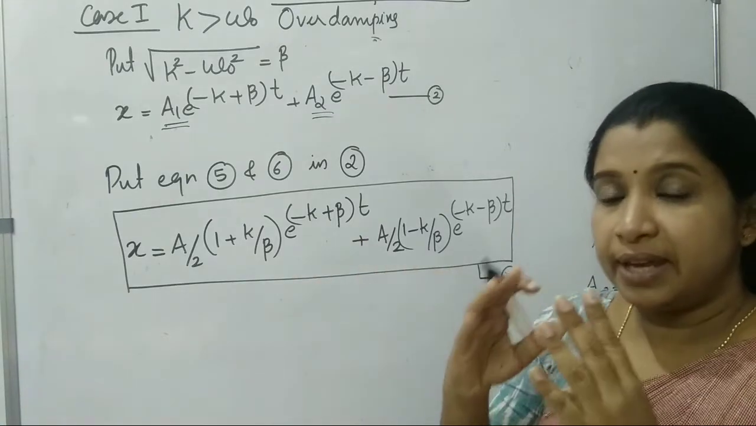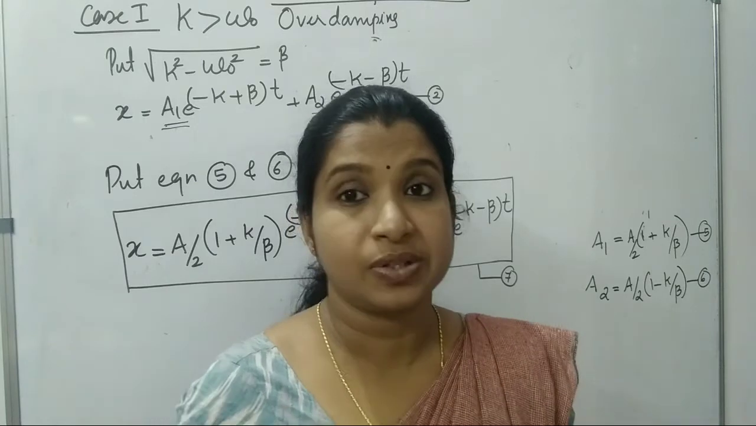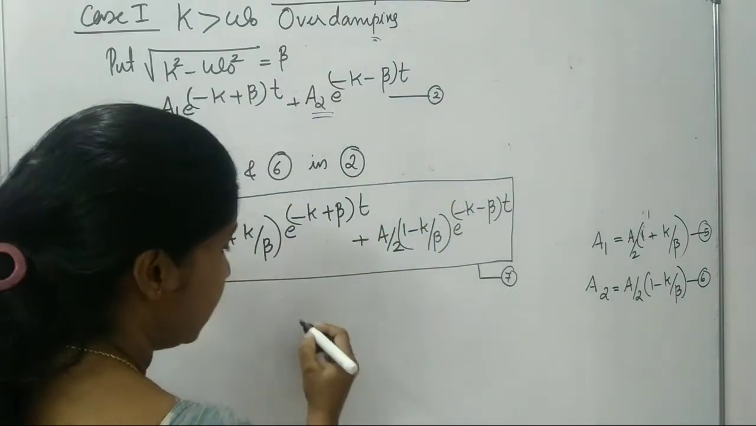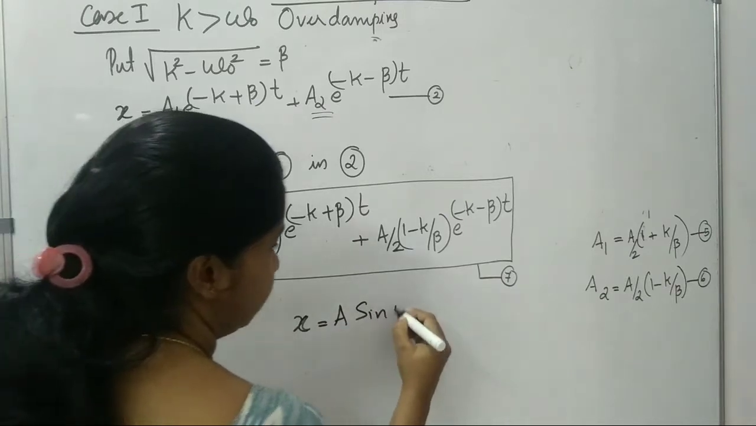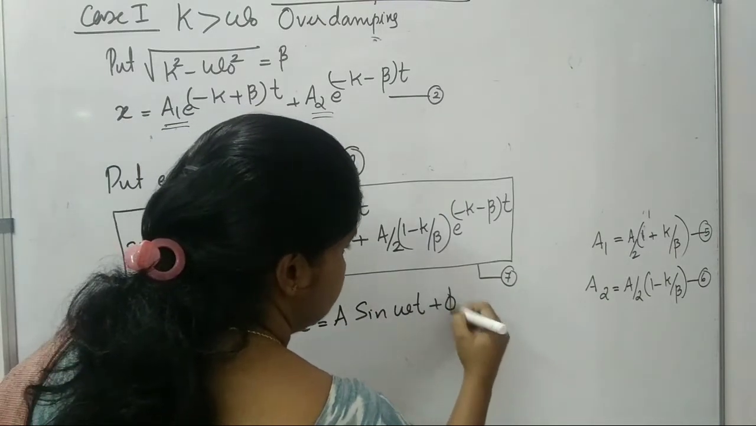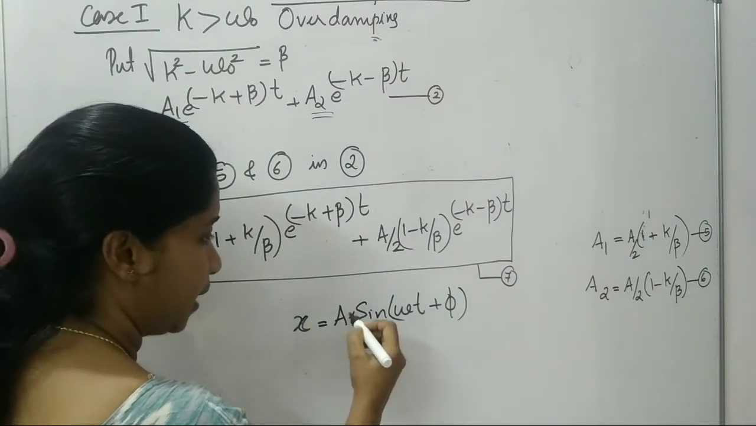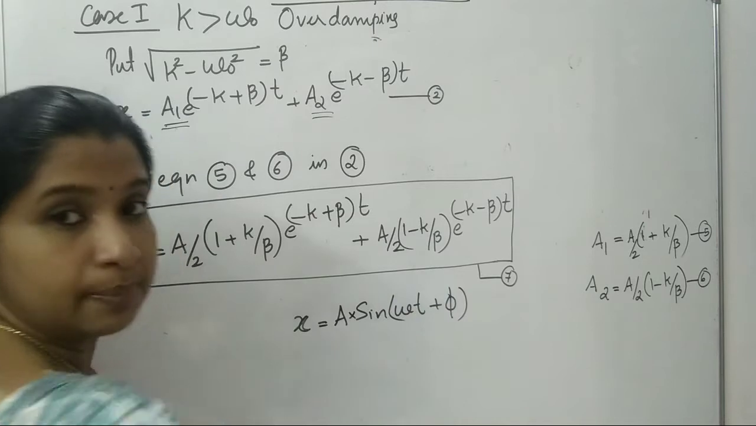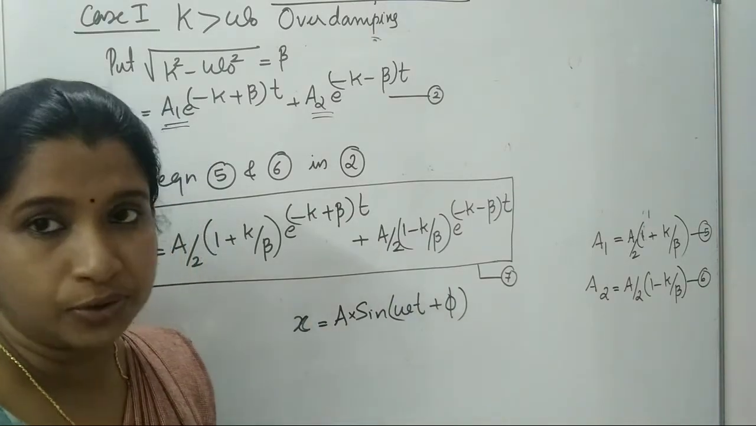For this, we can take the standard solution of simple harmonic motion. What is the standard solution of simple harmonic motion? X equal to A sin omega t plus phi. This is the general solution of simple harmonic motion. Two terms are there: A into sin omega t plus phi. A means amplitude, it is a single term, so it is constant.